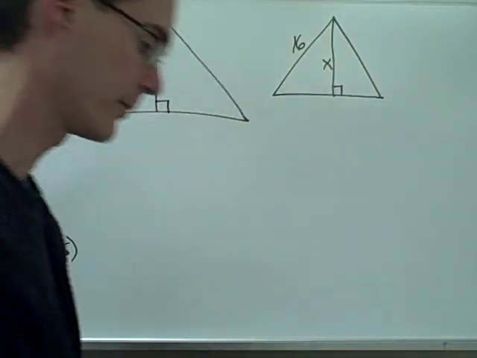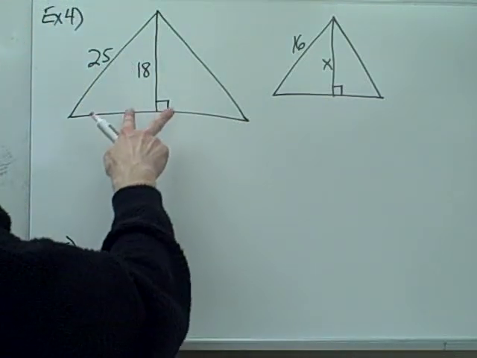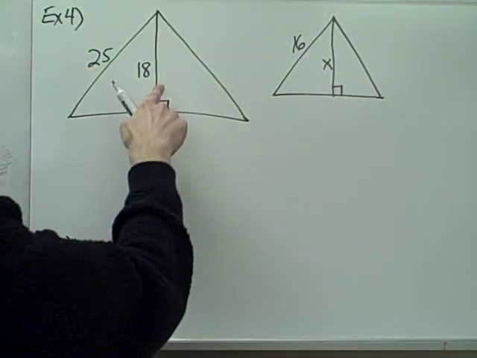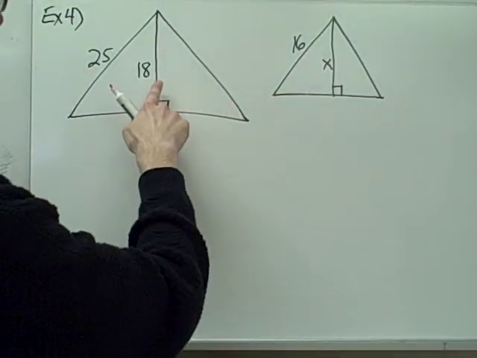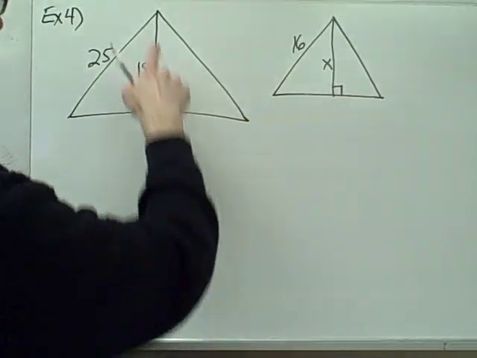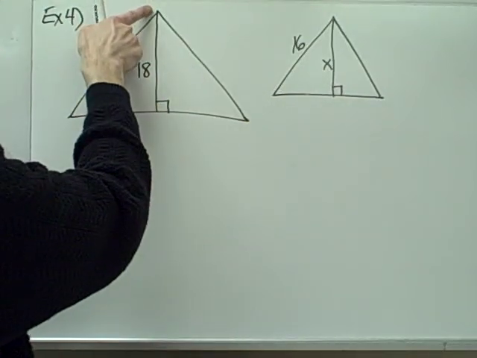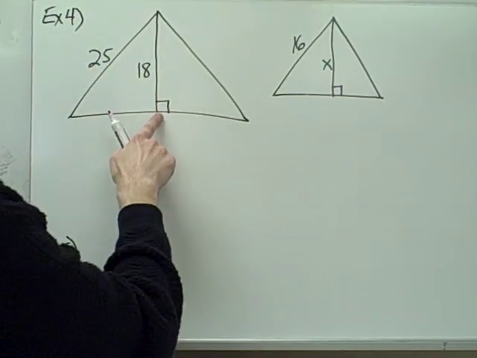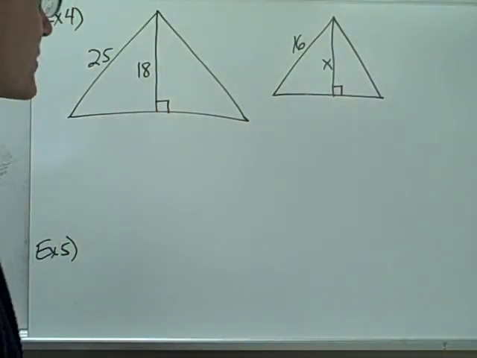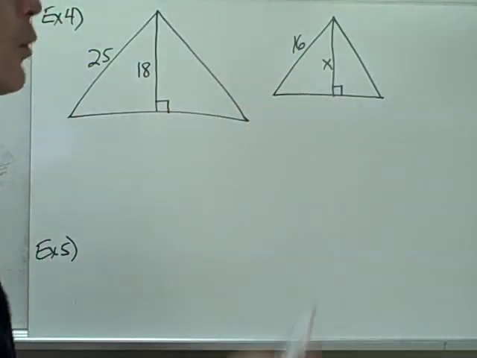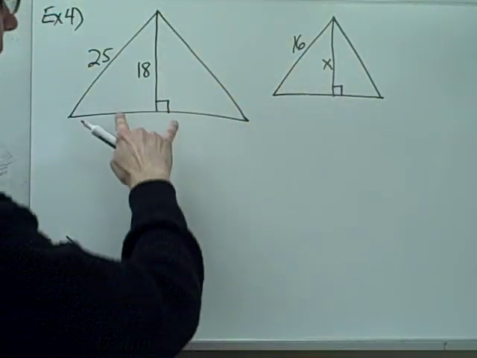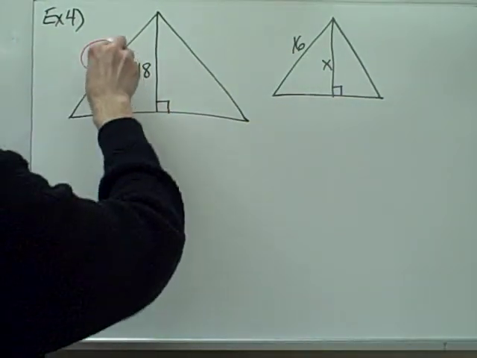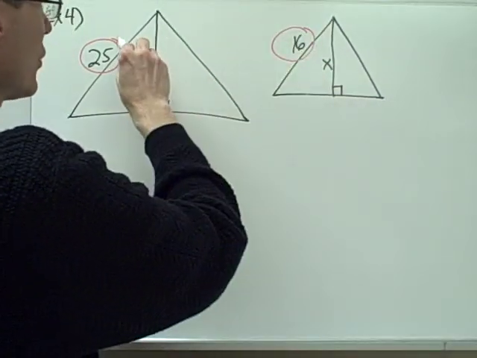Okay, example number 4. Here, once again, I'm told that these two triangles are similar. And I see on these triangles, I have now an altitude labeled on each triangle. I know it's an altitude because it's a line segment that goes from the vertex of the triangle and it's perpendicular to the opposite side. So I have two altitudes here. Once again, I can use my theorem that tells me that for two similar triangles, the altitudes are proportional to the measures of corresponding sides.